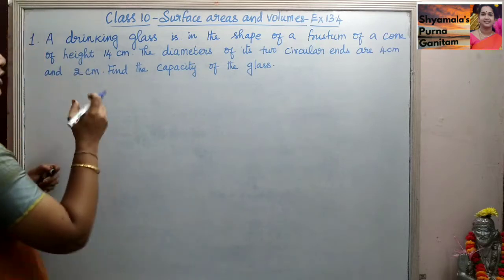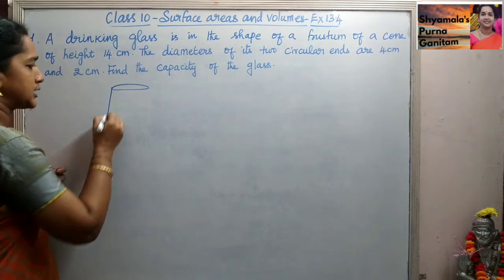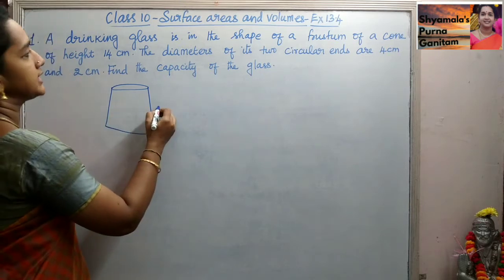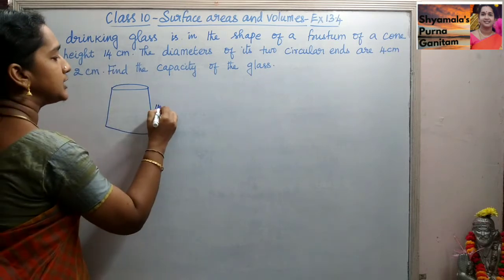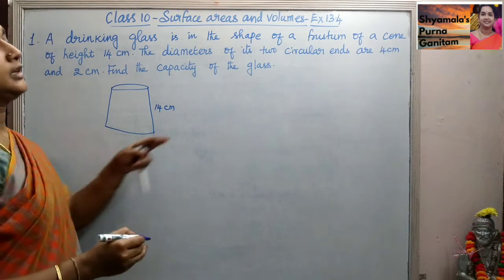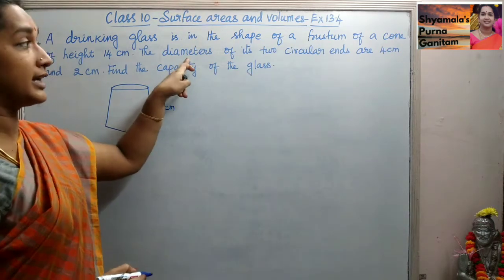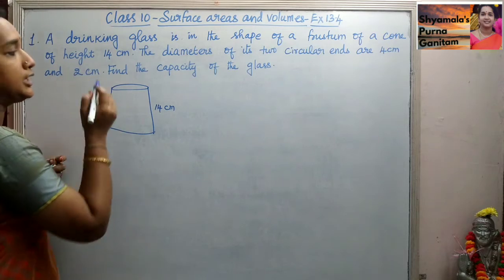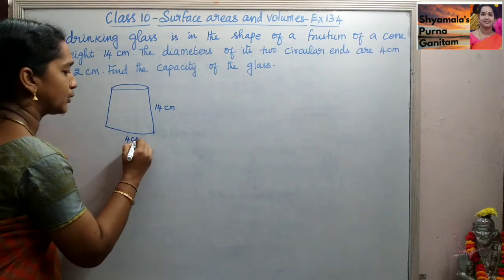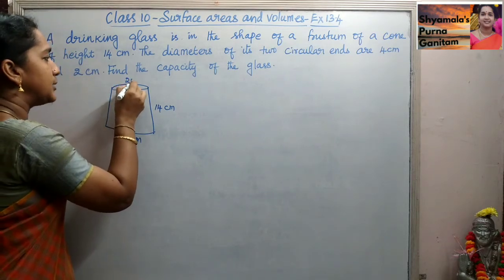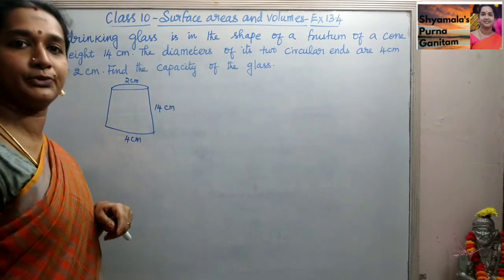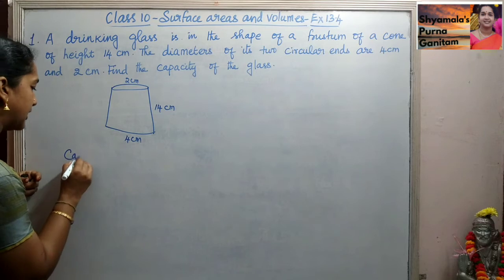Okay. So for that, the frustum will be in this shape. So for this, the height is given as 14 cm and the diameters of the two circular ends are 4 cm and 2 cm. So this is 4 cm and this diameter is 2 cm. So we are asked to find the capacity of the glass.